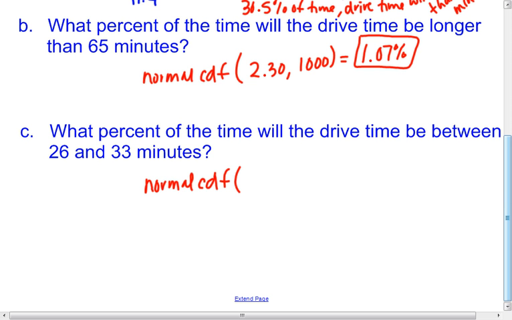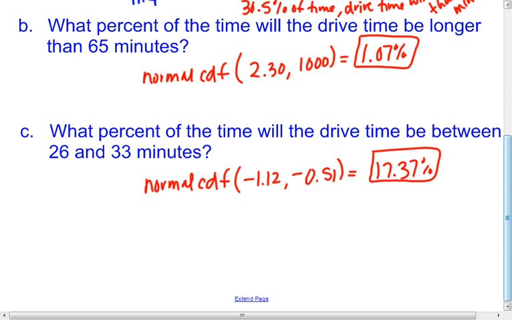The left edge z-score in this case was negative 1.12, and the right edge was negative 0.51, and I get 17.37%. And you can check that out for yourself. Normal CDF, negative 1.12, comma, negative 0.51. So what that means is 17.37% of all the drive times fall between 26 and 33 minutes.